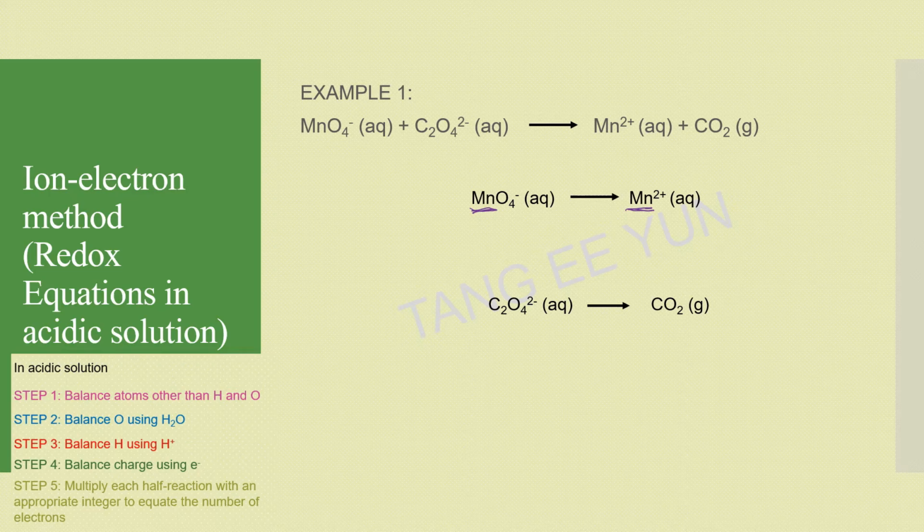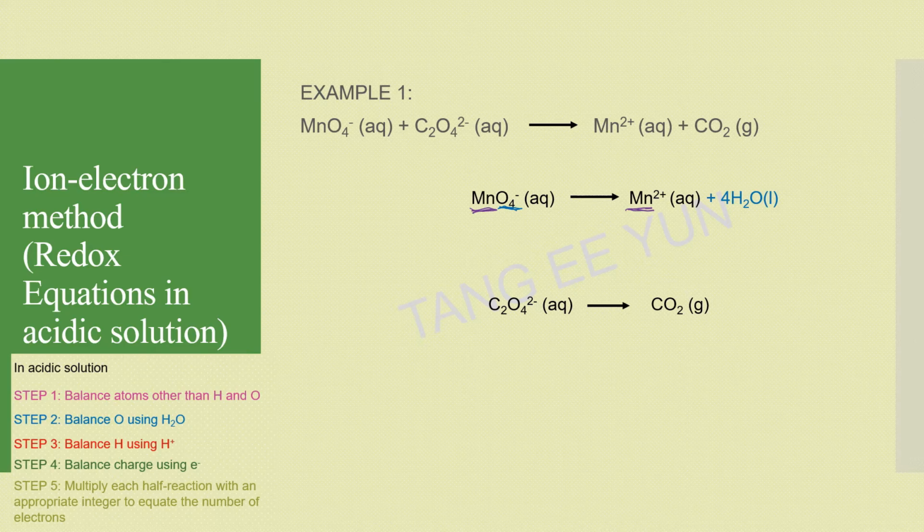Balance the oxygen using water. In permanganate ion, there are 4 oxygen atoms. On the product side, there is no oxygen. So how do we balance the oxygen? We use water. In permanganate ion, there are 4 oxygen atoms, so that means we need to add 4 water molecules in order to balance the oxygen.